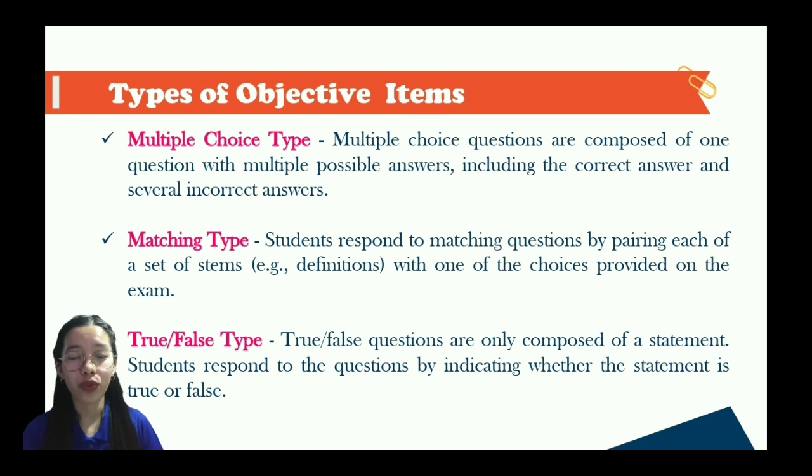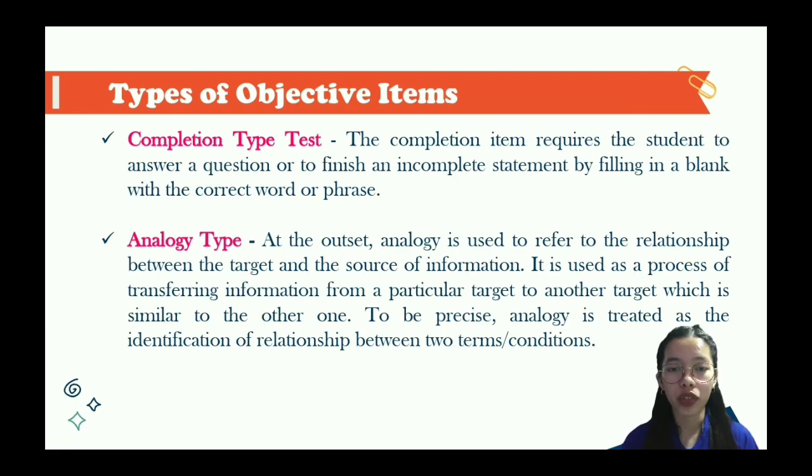Next is true or false type. True or false questions are only composed of statements. Students respond to the questions by indicating whether the statement is true or false. So, in this test, the students only choose and answer true or false to every question, whether the statements they read are true or false. The next is completion type. The completion item requires the student to answer a question or to finish an incomplete statement by filling in a blank with the correct word or phrase.